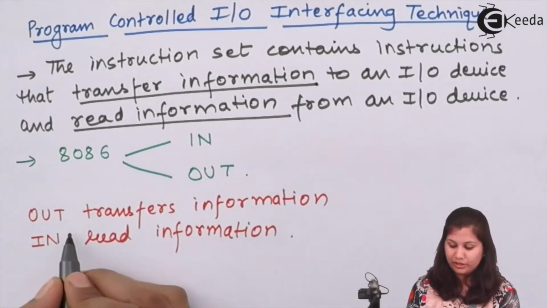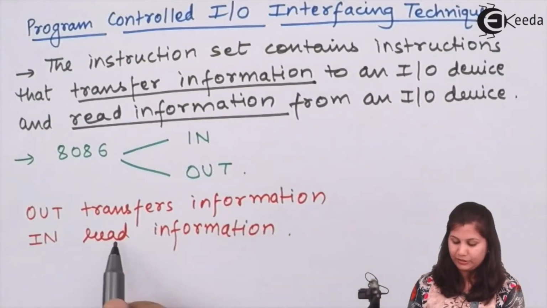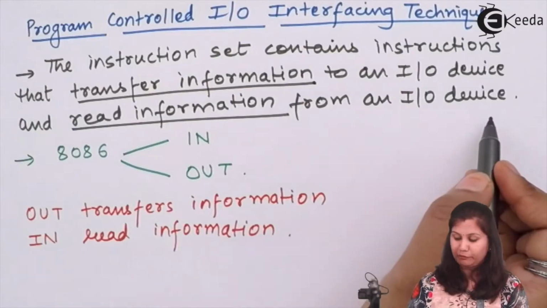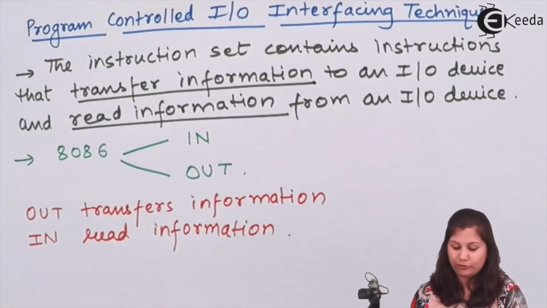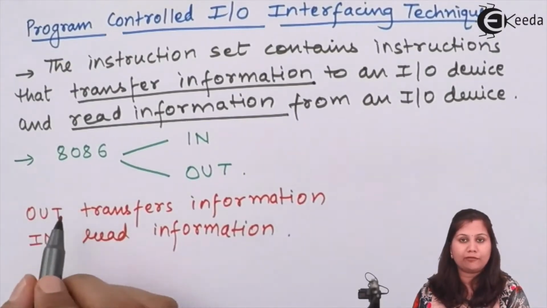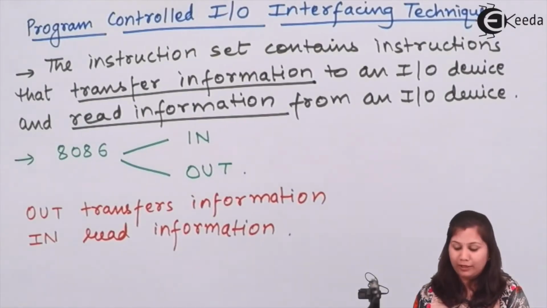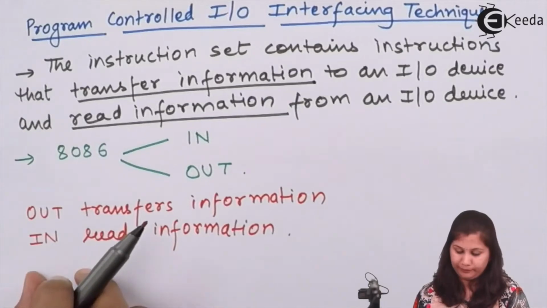So out instruction is going to transfer the information to an input output device, and in instruction is going to read the information from an input output device. Both these instructions are 2-byte instructions. One byte is for the opcode and second byte is for the port number, that is the device which is connected at some port as an input output port. So the address of that port will be given in the instruction.